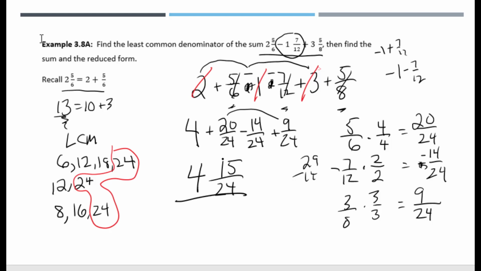And this can be reduced though. So 15/24. Common factor is 3, right? 3 goes into 15 and 3 goes into 24. So this is 3 times 5, and this is 3 times 8. That's 1. So this reduces to 4 and 5/8.